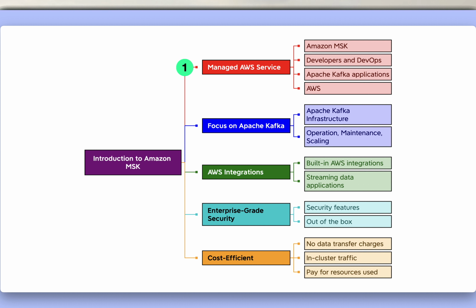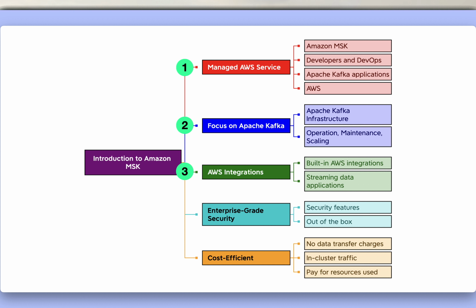1. Managed AWS Service. Amazon MSK stands for Amazon Managed Streaming for Apache Kafka, making it easier for developers and DevOps managers to run Apache Kafka applications on AWS. 2. Focus on Apache Kafka. The service takes care of the Apache Kafka infrastructure, including its operation, maintenance, and scaling.